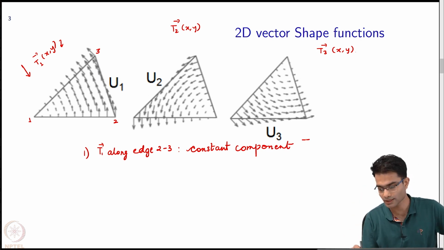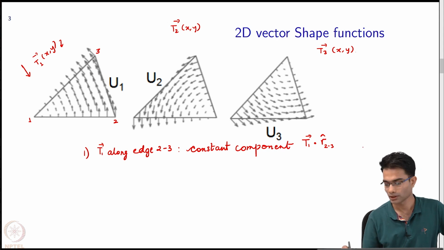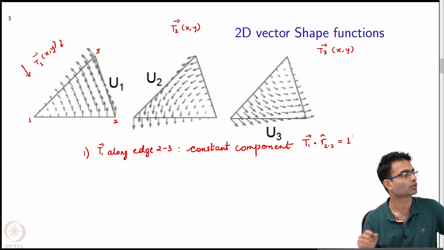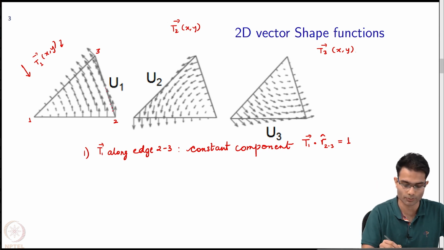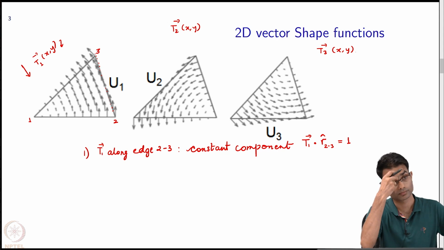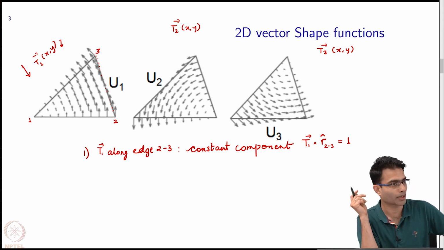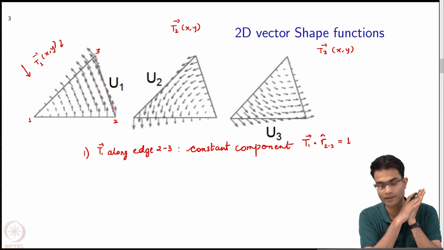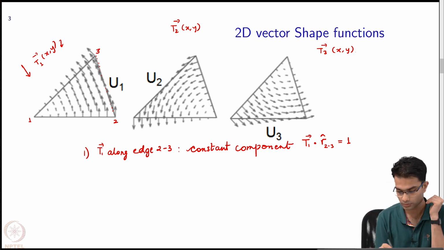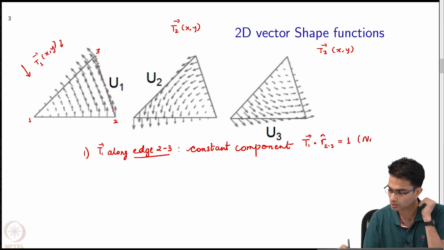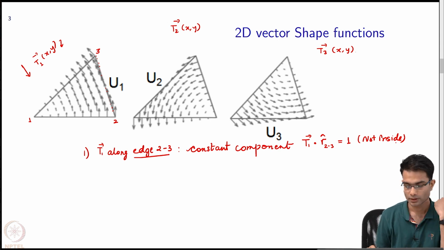So, what I mean is T1 dot r hat 2, 3, the unit vector along 2, 3, and in fact it is the whole vector field. So, I am evaluating it at any point along these dotted lines. If I take the component, I get 1. On the edge, only on the edge, not inside. Okay. That is the first thing.